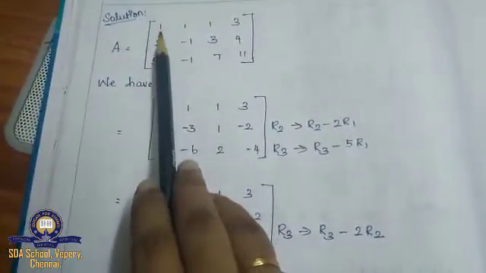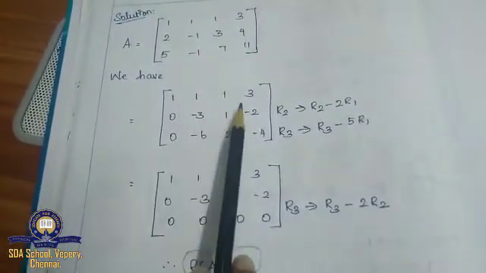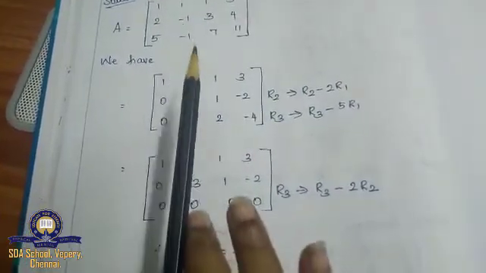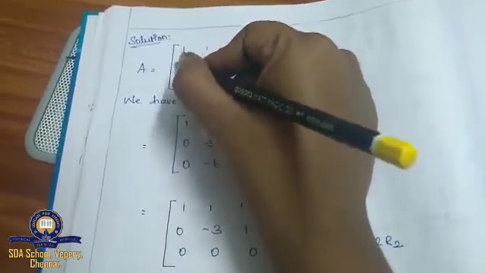So I'm going to write the first row as it is. See, the first row I'm going to write as it is, but for the second row and third row, my main thing is, I have to change this diagonal part. See, like a triangular it will look.